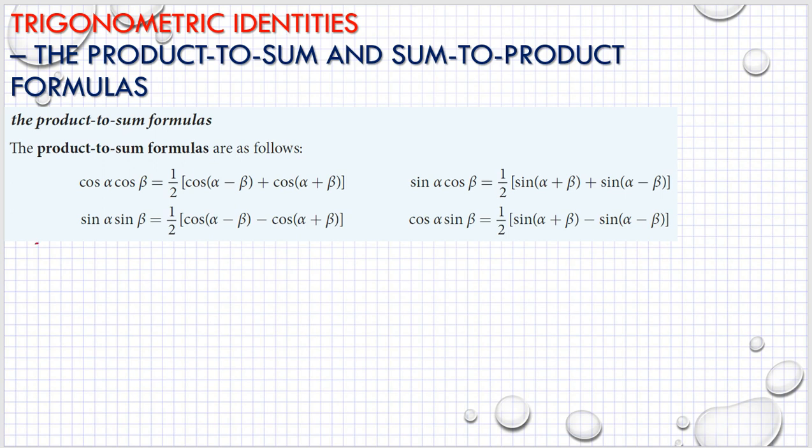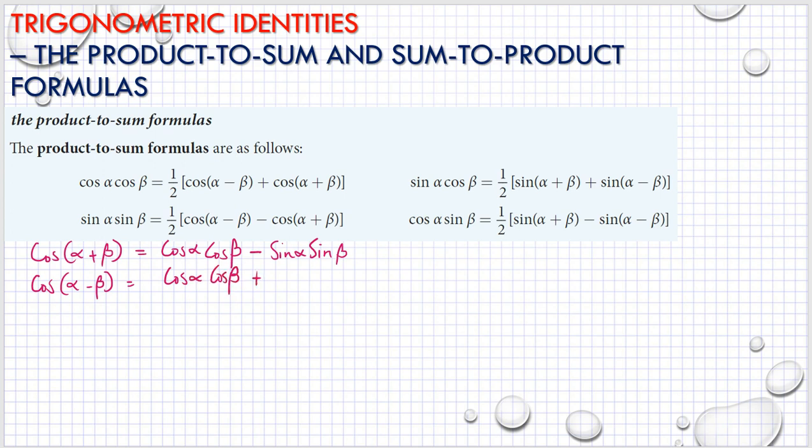We know that cosine of alpha plus beta is equal to cosine alpha cosine beta subtracted by sine alpha sine beta. And then we have cosine of alpha minus beta is equal to cosine alpha cosine beta plus sine alpha sine beta.